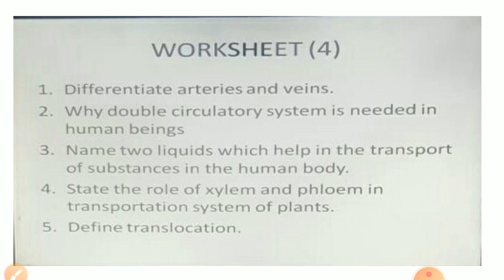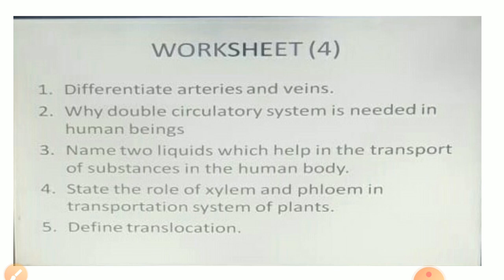Why is a double circulatory system needed in human beings? As we human beings are warm blooded animals, we are in need of much more energy so that we can regulate our body temperature with the environment. So a double circulatory system is needed so that oxygenated and deoxygenated blood will not get mixed and there is efficient supply of oxygen. Just like in human beings, aves also need a double circulatory system. Now the third question is, name two liquids which help in the transport of substances in the human body. These two liquids are blood and lymph.